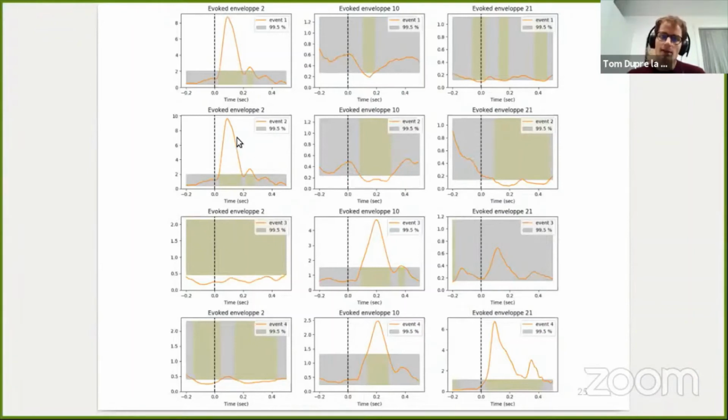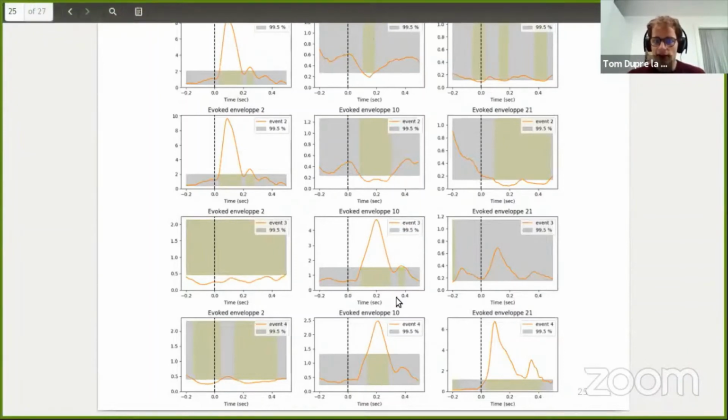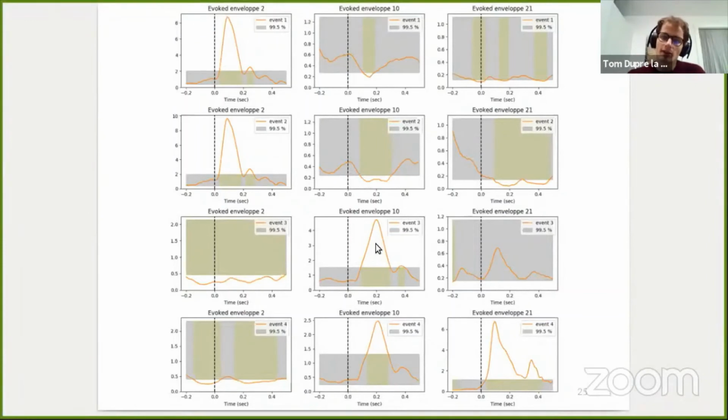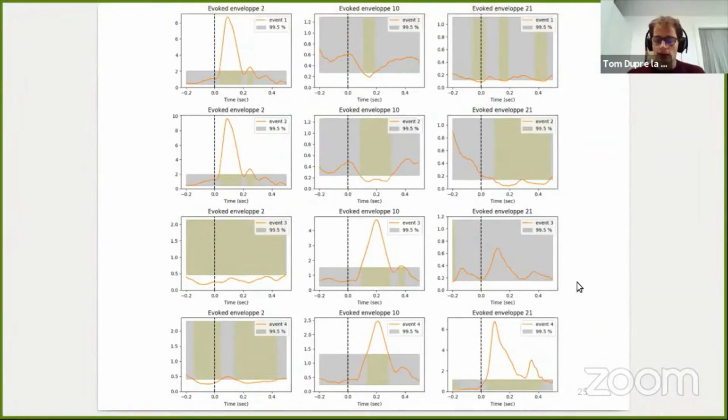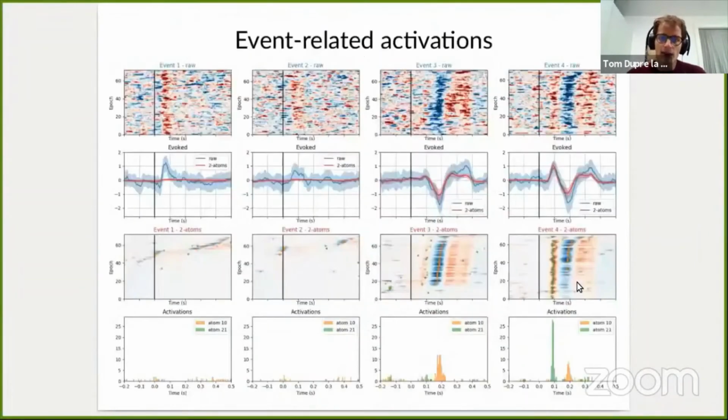And in this dataset, for example, the third event, this second atom also follows the third and fourth event, and this one follows the fourth event only. And this is showing that these atoms are related to the different triggers, but we can go a bit further. I will look more specifically at the third and fourth event. And these are the different epochs.